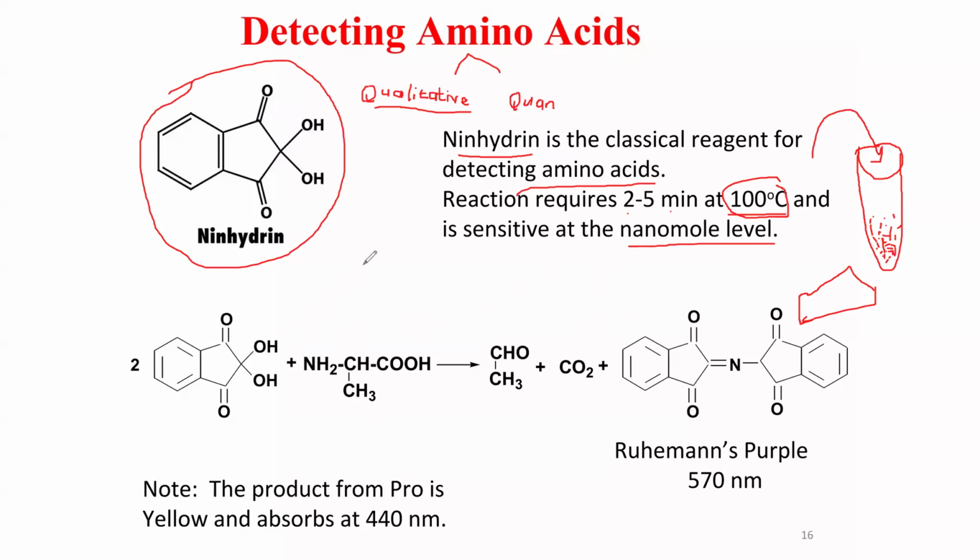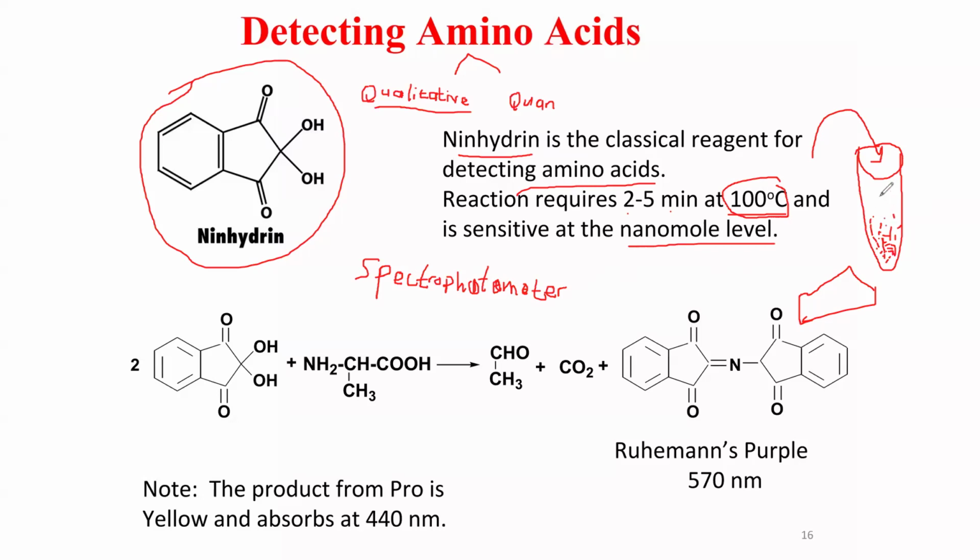Okay, a spectrophotometer is an instrument that is used to measure the absorbance of a particular analyte. So in this case, our analyte is an amino acid.